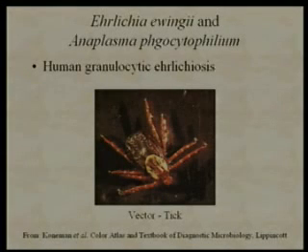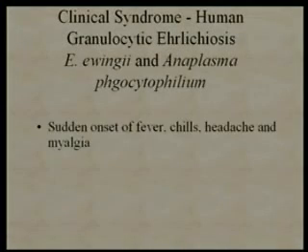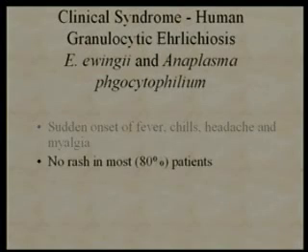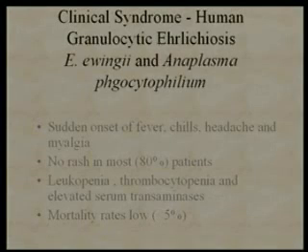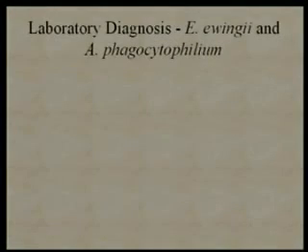Now, the other two organisms, Ehrlichia ewingii and Anaplasma phagocytophilum, cause granulocytic ehrlichiosis. And everything that we just said about the monocytic form applies to these organisms as well, except they're infecting granulocytes. So you have exactly the same type of story. The onset of fever, no rash, the leukopenia, thrombocytopenia, elevated serum transaminases, all this is the same. Mortality is also low in these cases.